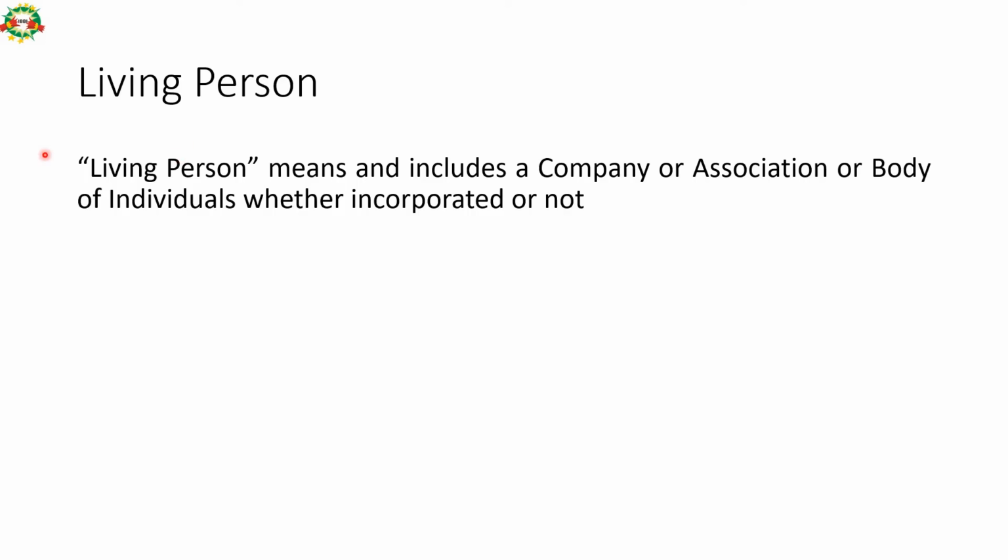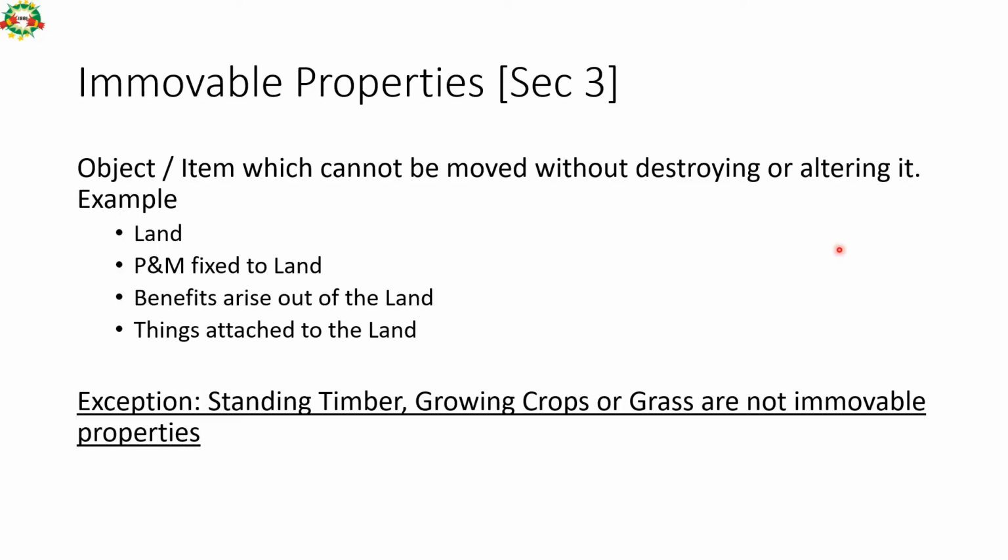So as per the act, a living person means and includes a company or association or body of individuals, whether incorporated or not. A 1 mark theory question can come out of this slide. Please note down: immovable property is an object or item which cannot be moved without destroying or altering it. So this is the definition of immovable property as per the Act, section number 3.